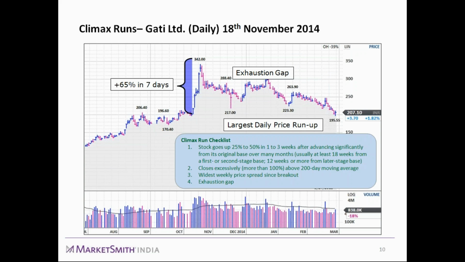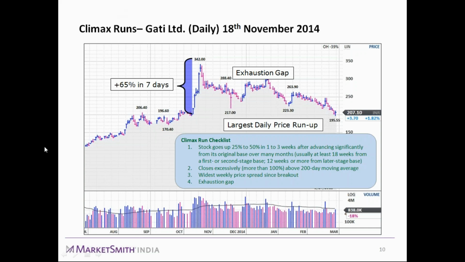That is one sign to look out for. It closes well above the 200-day moving average, so very much extended from it, 100% above the 200-day moving average or more. Another sign is the widest price spread since that stock broke out. Looking at the weekly chart, spread means the difference between the low and the high of that particular week. If you see a very big spread, the biggest since that stock broke out, that's again a sign of a climax top.